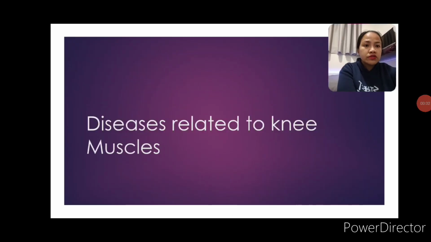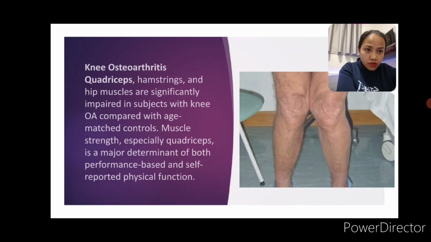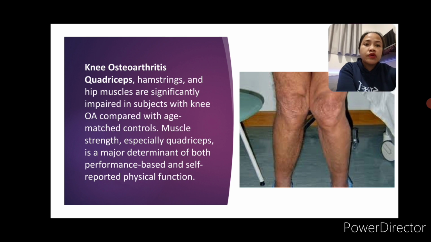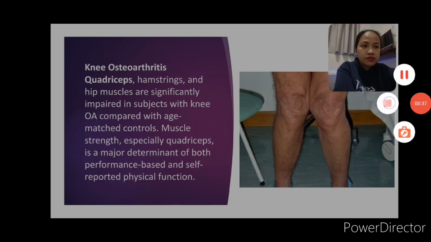Now let's talk about the diseases related to knee muscles. The most common one that I found is knee osteoarthritis. Quadriceps, hamstrings, and hip muscles are significantly impaired in subjects with knee osteoarthritis compared with age-matched controls. Muscle strength, especially of the quadriceps, is a major determinant of both performance-based and self-reported physical function. So you can see here on the right side of the screen an example of a person suffering from osteoarthritis.